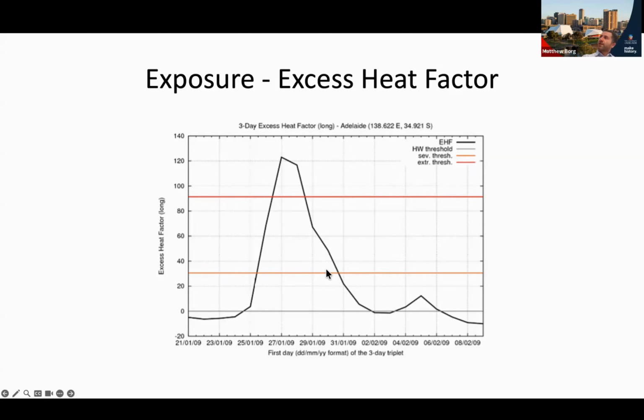EHF also denotes severe heat waves and extreme heat waves, in this case by the orange line and the red line. The orange line is equivalent to the 85th percentile of all positive EHF values, which in this case is about 30. And the extreme heat wave is 3 times that value. In this case, it's slightly above 90. EHF has a Pareto distribution. Most of the values tend to be quite small, in this case, usually quite negative. But it has quite a large right skew where EHF values can suddenly increase, as we can see with this large peak.